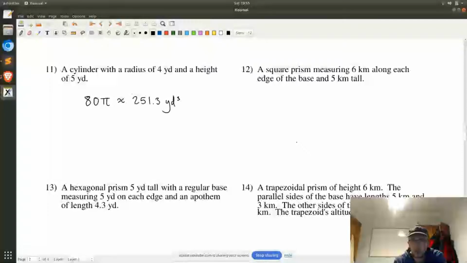A square prism measuring 6 kilometers along each edge of the base and 5 kilometers tall. So 6 squared times 5 is 180.